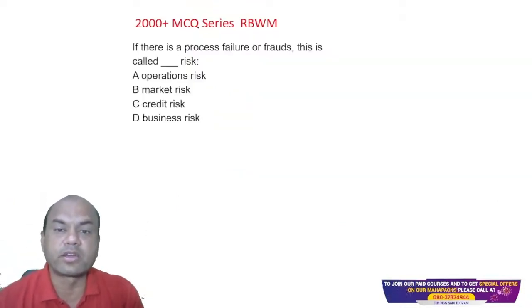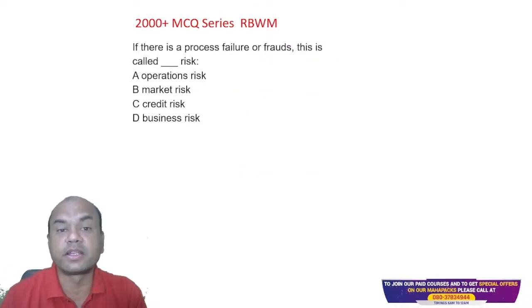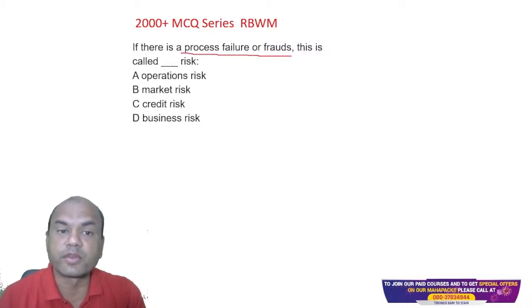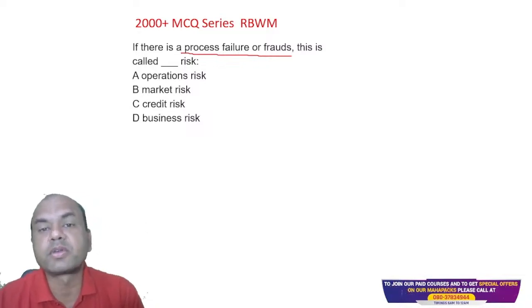If there's a process failure or frauds, this is called as dash risk. Process failure means my process systems fail. So this is known as what? Or fraud also. Operations, market, credit, or business risk. What type of risk is this, if there is a process failure?